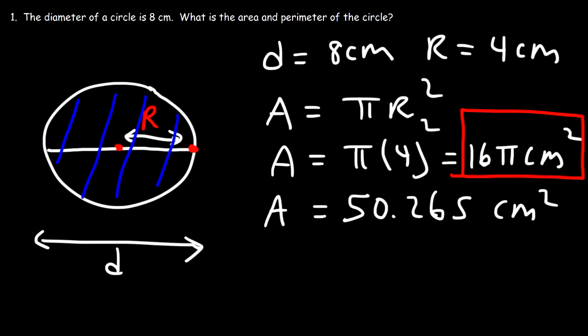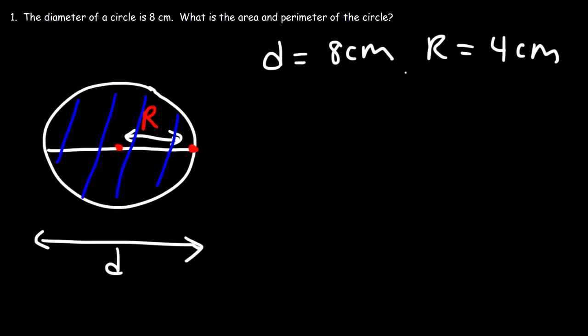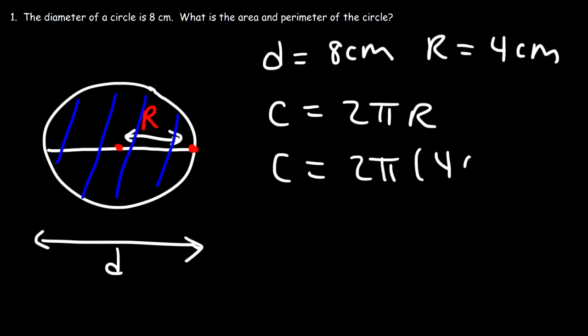Now, what about the perimeter of the circle? So how can we determine the distance around the circle? And there's a formula for that. It's basically the circumference, which is 2 pi r. So it's going to be 2 pi times 4 centimeters. And so that comes out to be 8 pi centimeters.